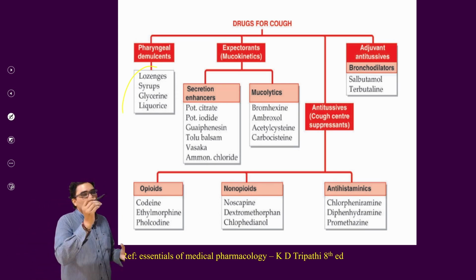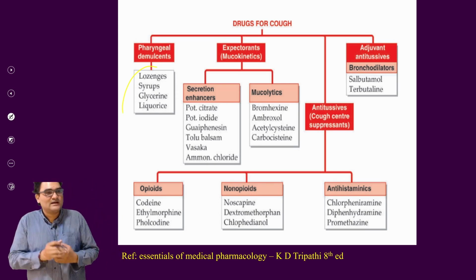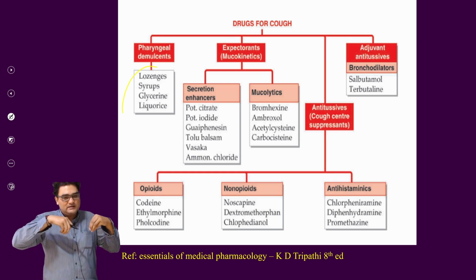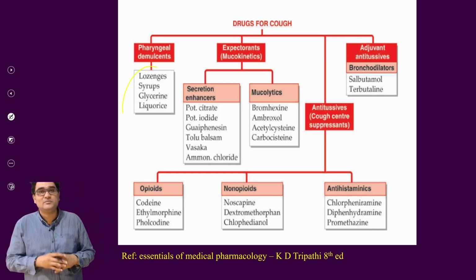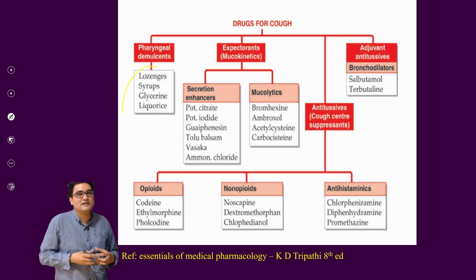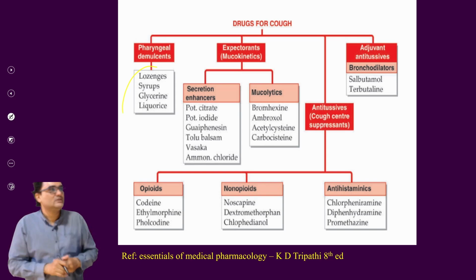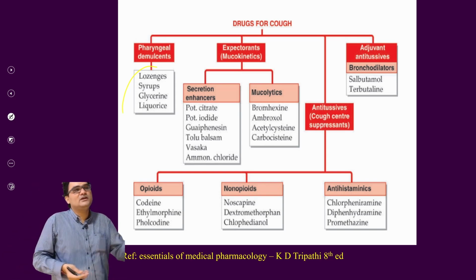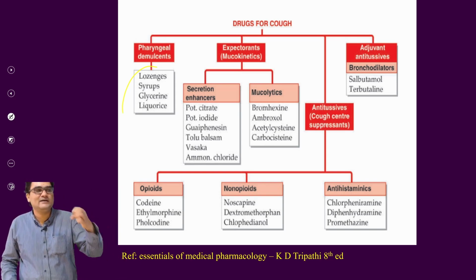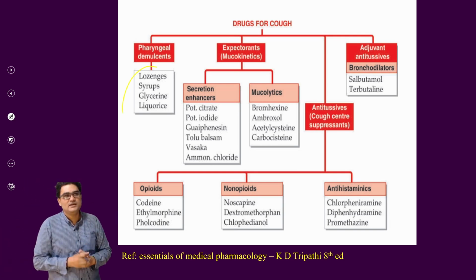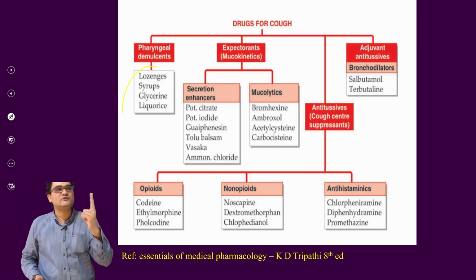Cough is one defensive mechanism. If any unwanted particles go in, any infective material, or dust for example, the body will try to expel it out. So we use mucokinetics, or if there is any accumulation of mucus secondary to inflammation, that mucus should be expelled out. Okay, there is one cough center.